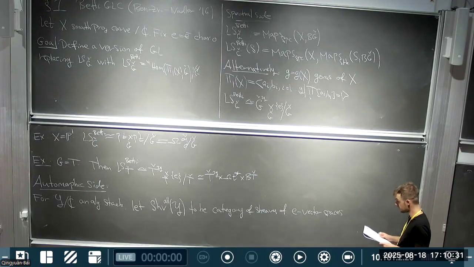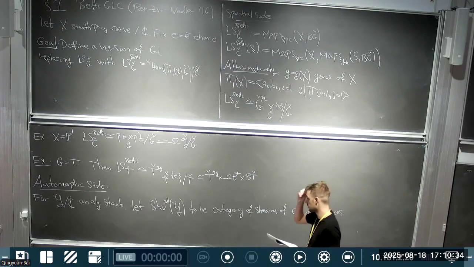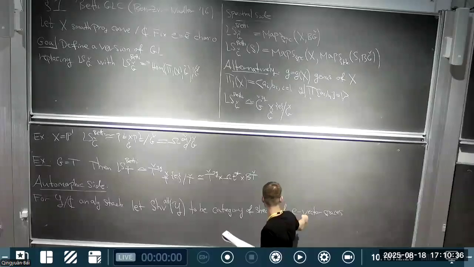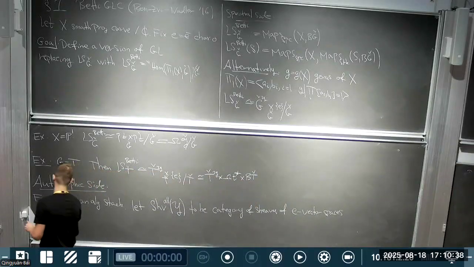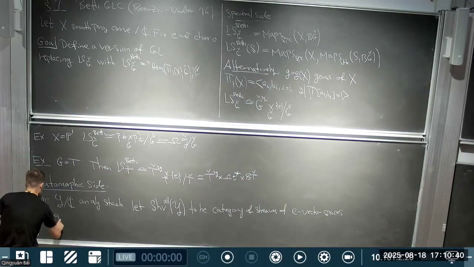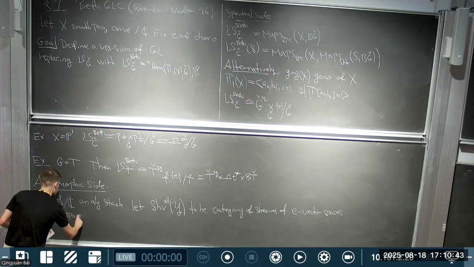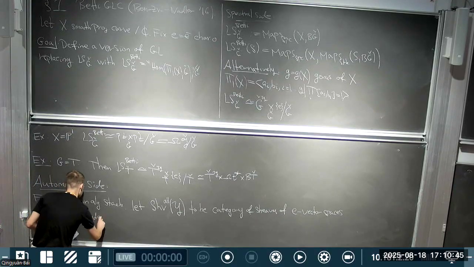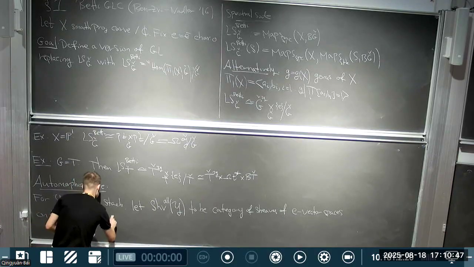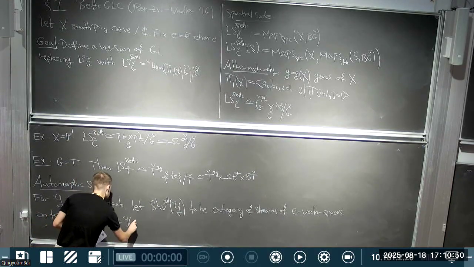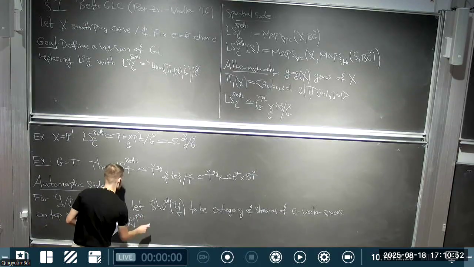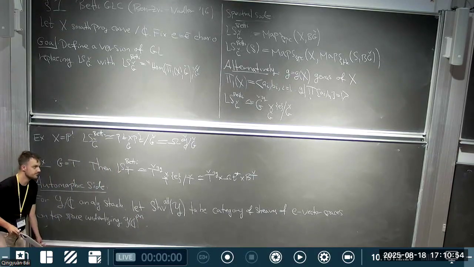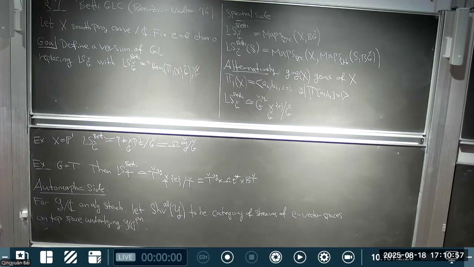We finish this sentence: we'll define Sheaf_all on Y, the category of sheaves of E vector spaces on the topological space underlying Y. Right, you mean the quadrangular stack. Again, you take the quadrangular stack.